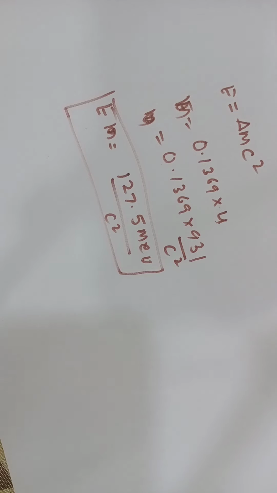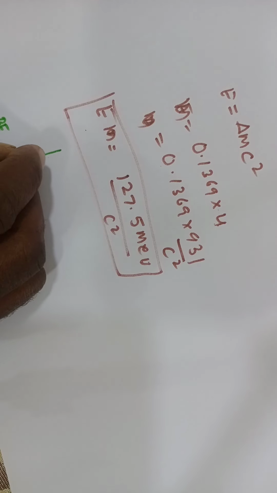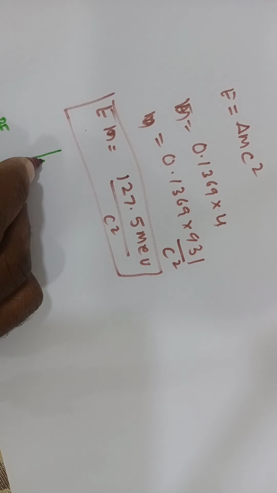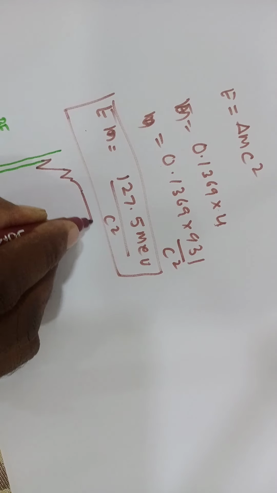Then we have binding energy per nucleon. Binding energy is the minimum amount of energy required to bind the nucleus, and the binding energy curve is a very simple curve. Here we have atomic mass, and here we have binding energy, and the binding energy curve will be nearly like this. This curve we don't have in the syllabus this year, but the curve is like this.